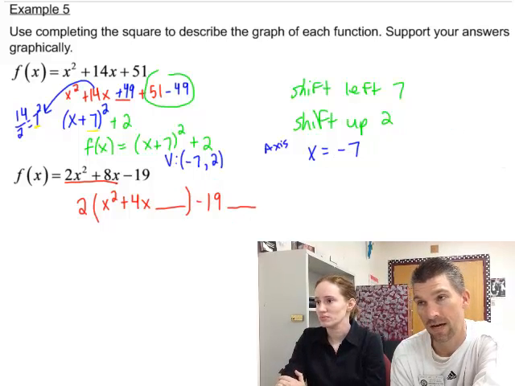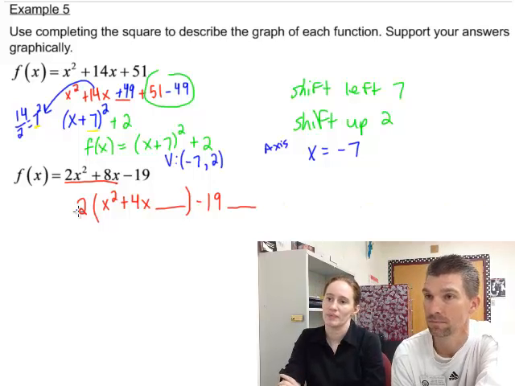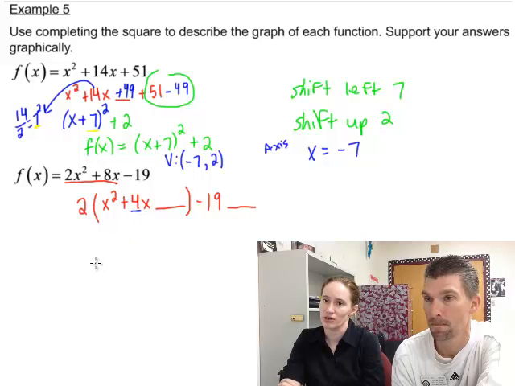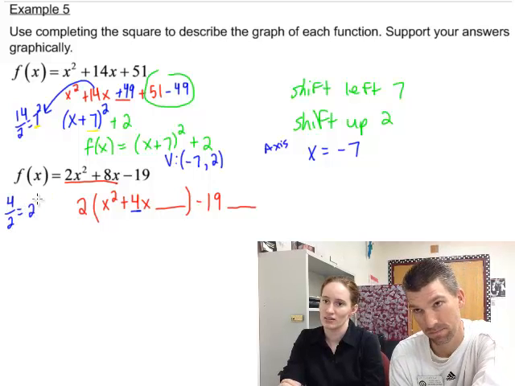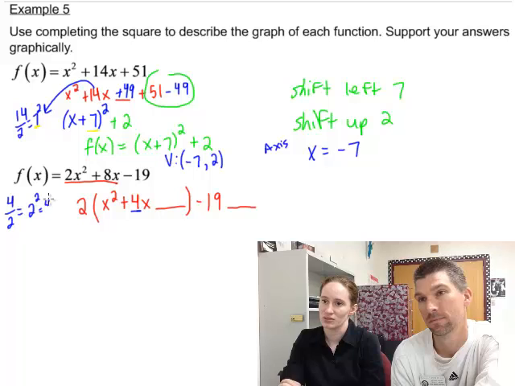Rule number 75: you have to add and subtract at the same time on one side of an equation. So we need to figure out what to put in here. We do that using the number in front of x. We do half squared. We take half, square it, which gives us 4.